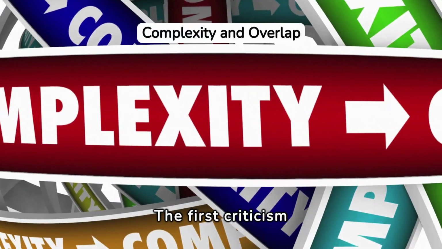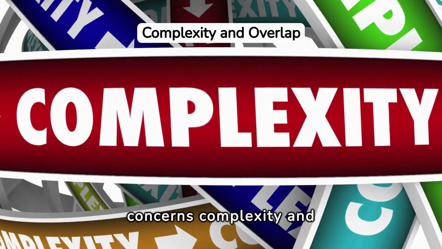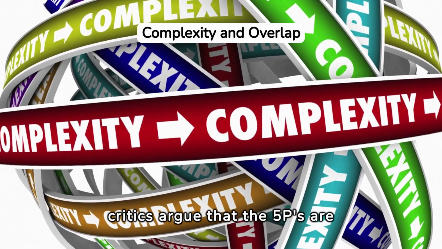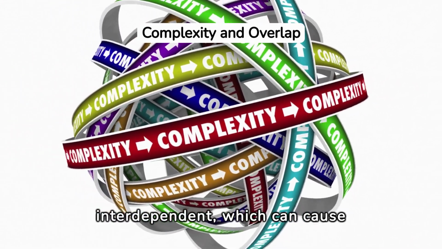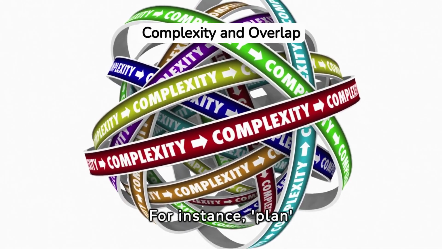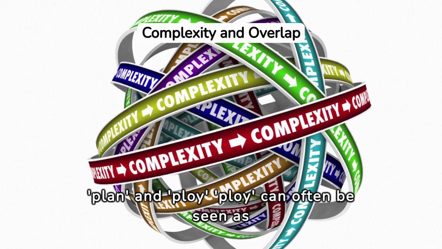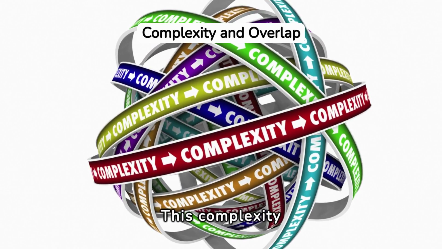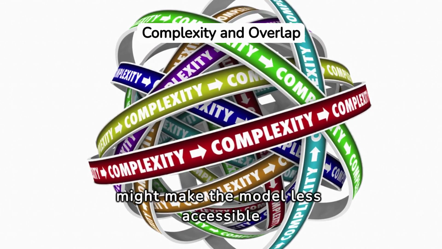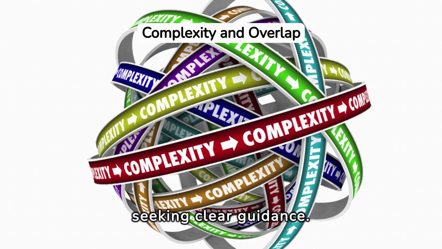The first criticism concerns complexity and overlap. Some critics argue that the 5 Ps are too overlapping and interdependent, which can cause confusion rather than clarity. For instance, plan and ploy can often be seen as components of one another rather than distinct strategies. This complexity might make the model less accessible or practical for managers seeking clear guidance.